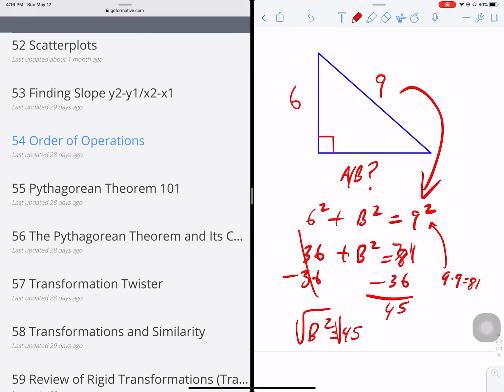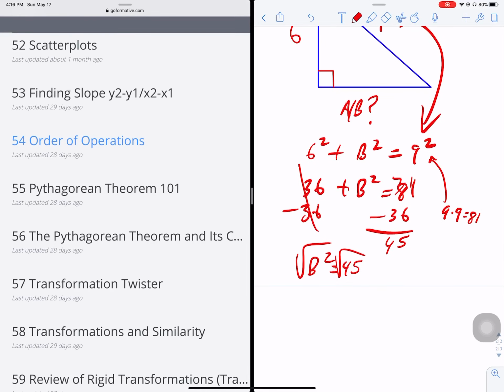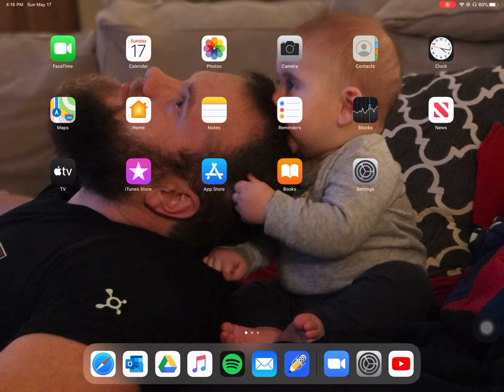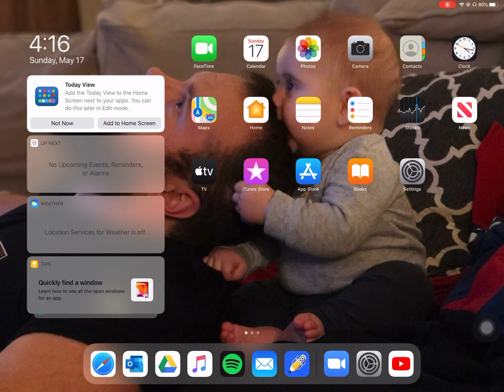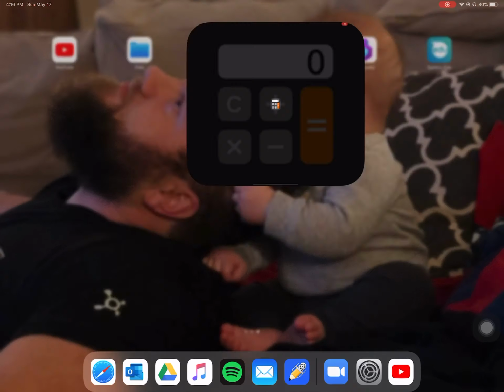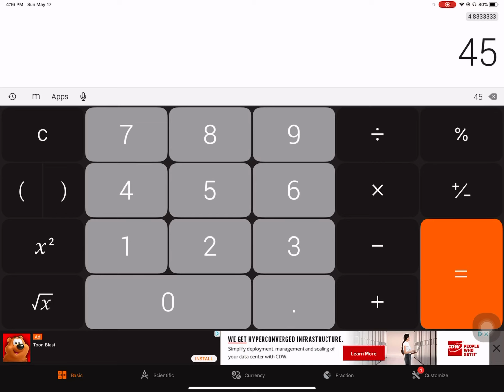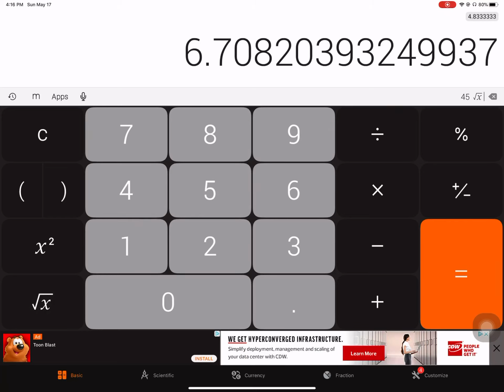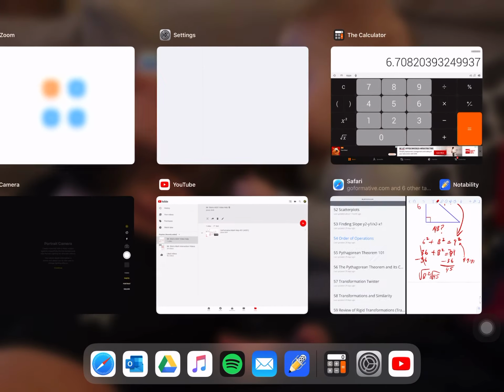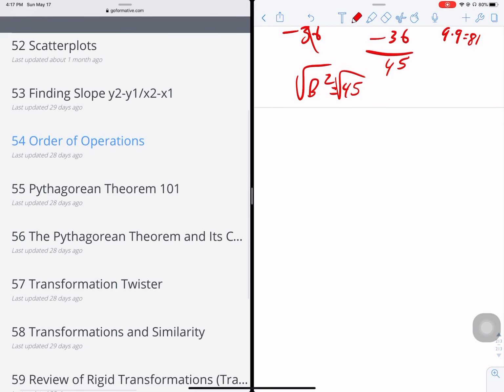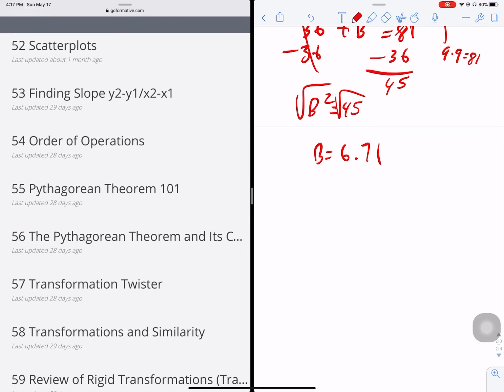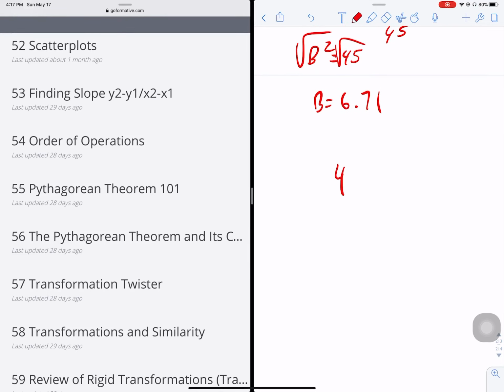And you know the square root rule, we got to do that. But the thing is, if I throw the square root of 45 in the calculator, the good old calculator, 45 square root, 6.708, and the 8 would round to 6.71. So the answer is 6.71. So b equals 6.71.